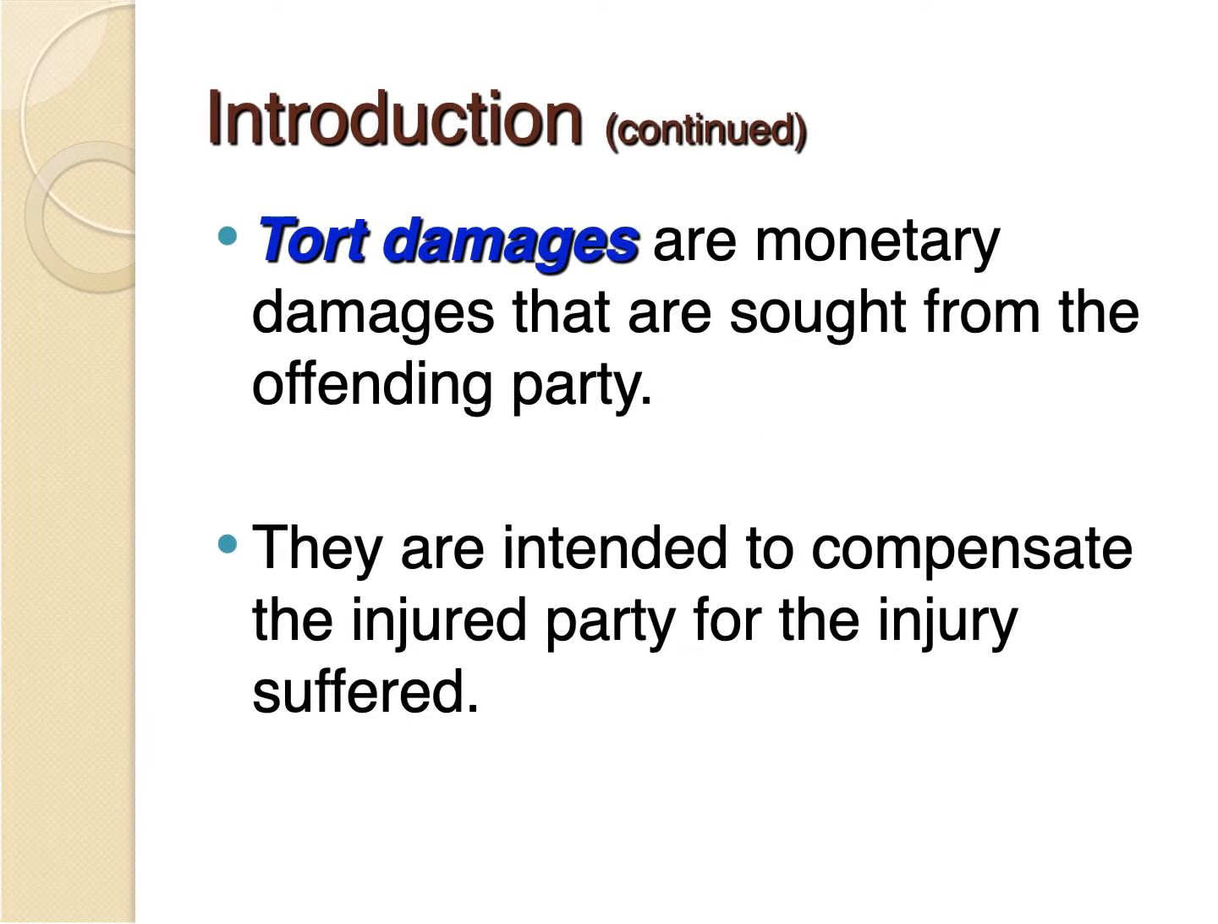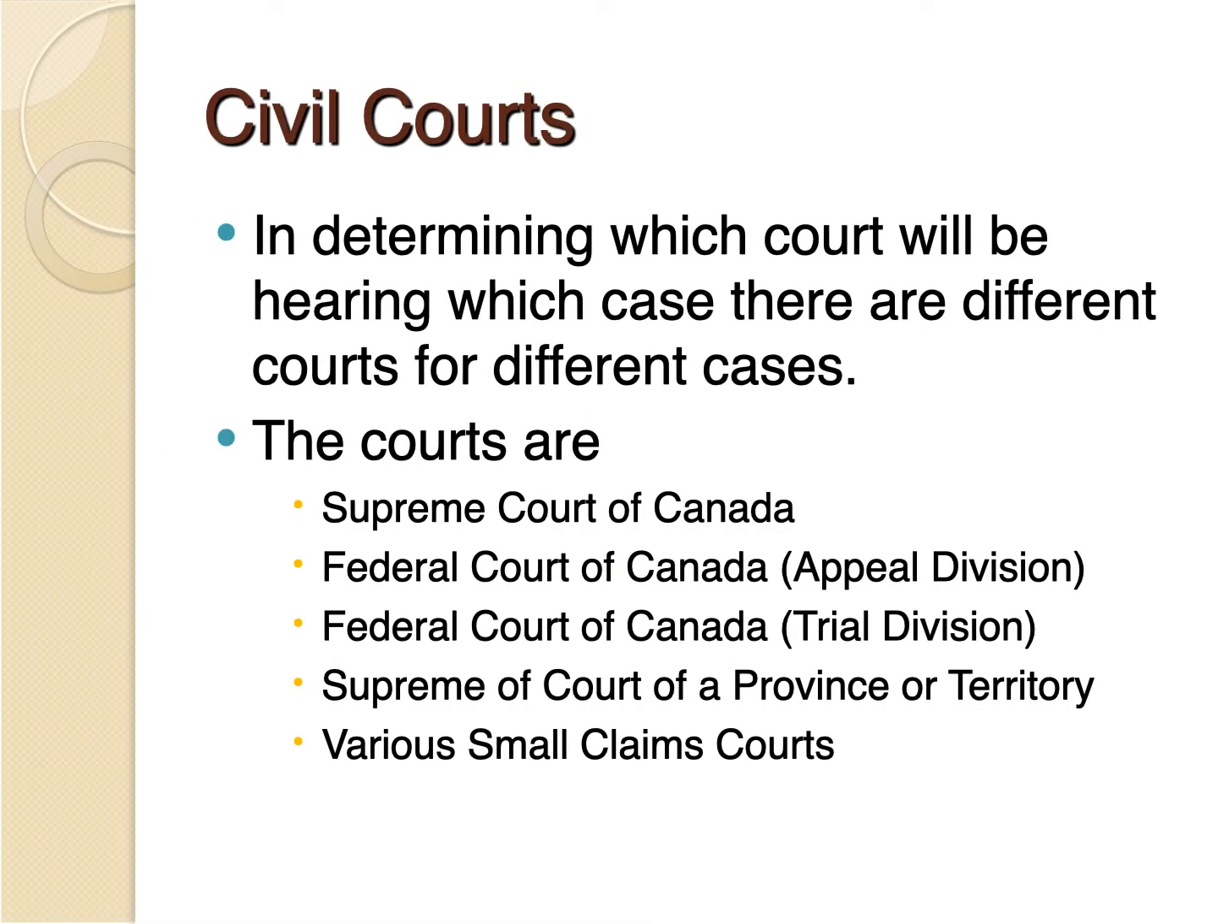Now, continuing along with what is a tort, tort damages are monetary damages that are sought from the offending party. Tort damages are intended to compensate the injured party for any type of injury that was sustained as a result of whatever action had been done. With civil courts, however, they are there to determine which court will have the case. And there are, as I just mentioned, many different kinds of courts.